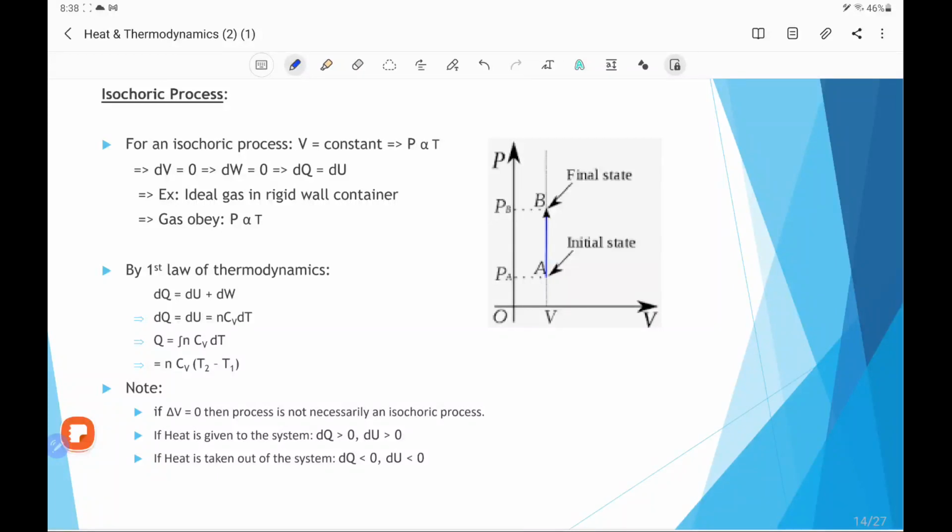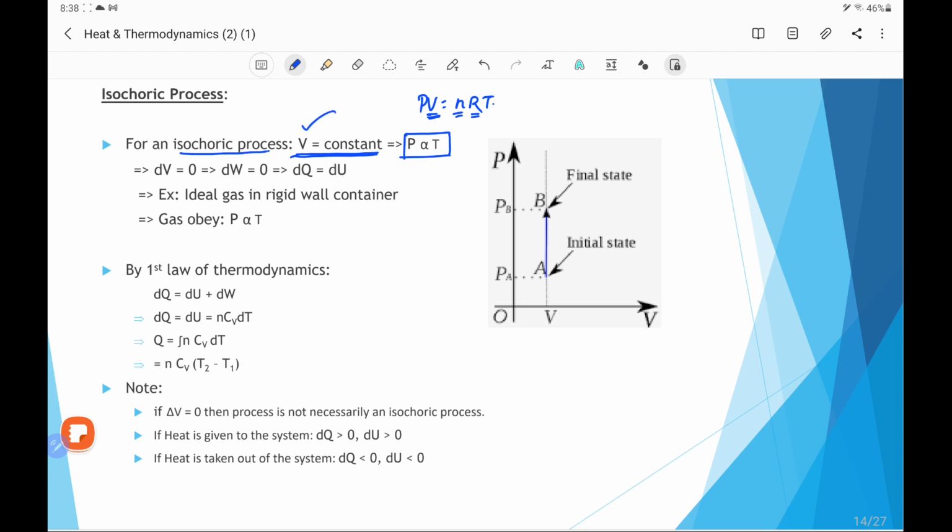Today's topic is the isochoric process, which is one of the thermodynamic processes. The isochoric process is a process in which volume remains constant. From the ideal gas equation, PV equals nRT, if volume is constant, the number of moles n and the universal gas constant R are the same for a sample. Therefore, we can write that pressure is proportional to temperature for isochoric processes.